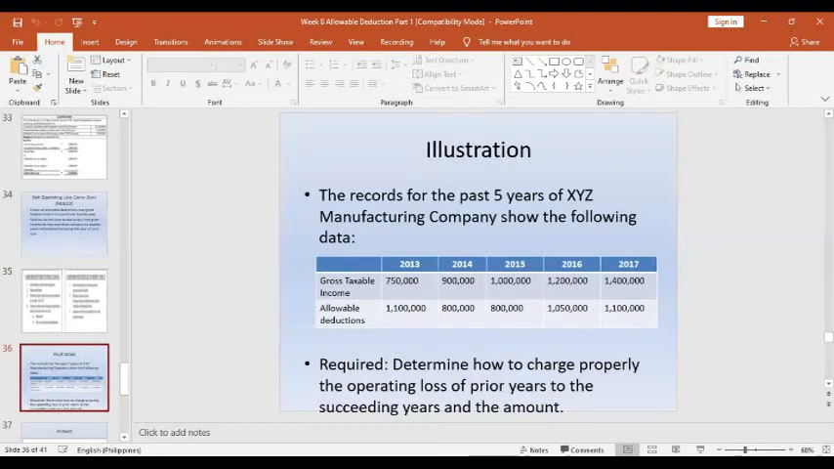Okay, so let's have the following illustration here. The records for the past 5 years of XYZ Manufacturing Company show the following data: the gross taxable income and the allowable deductions from year 2013 to 2017. Now let us determine how to properly charge the operating loss of prior years against the succeeding years, and the amount. So let us compute that. We can get the net operating loss carryover costs. Okay.